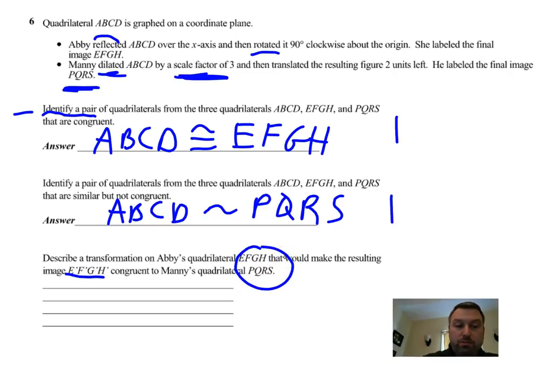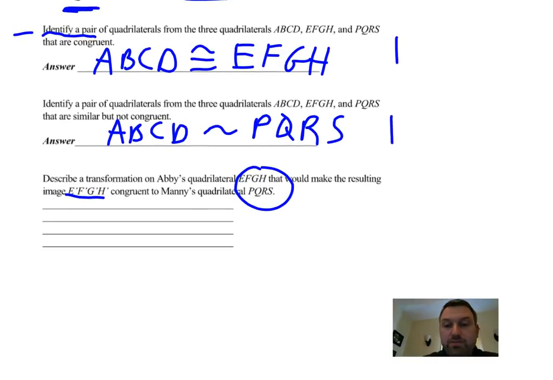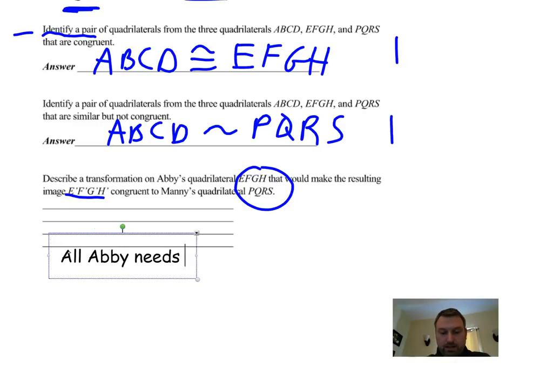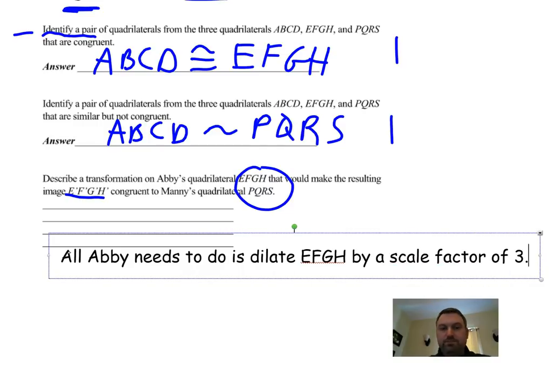All right. So the only thing that Abby needs to do is dilate her shape by a scale factor of 3 to make it congruent to the shape that Manny dilated. So you could simply type that. Just say, all Abby needs to do is dilate EFGH by a scale factor of 3. That's it.